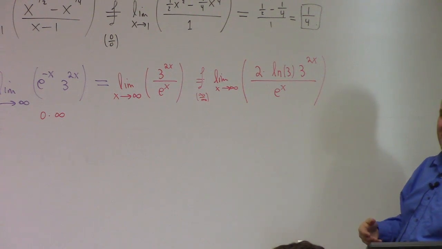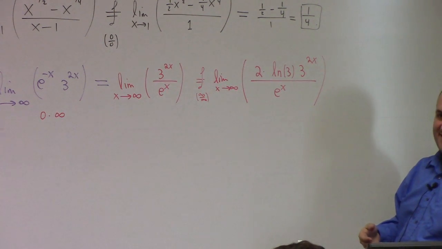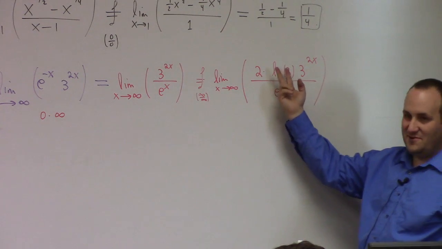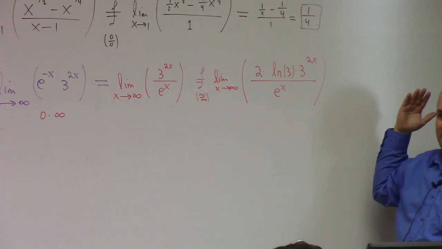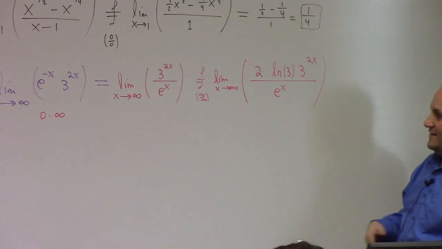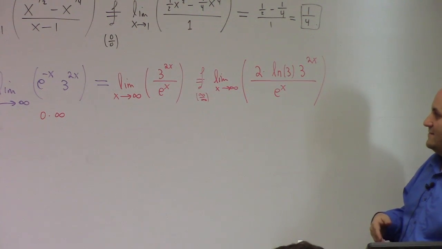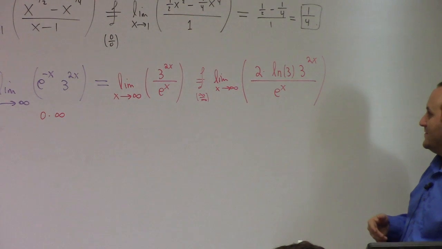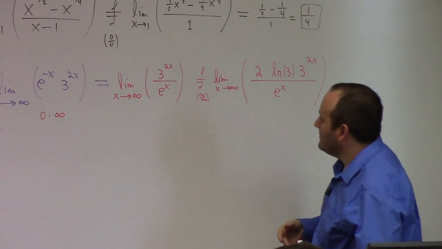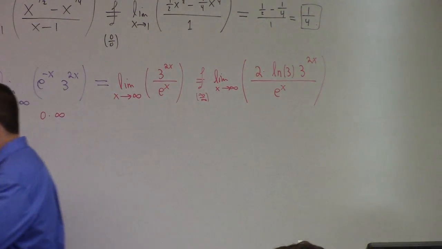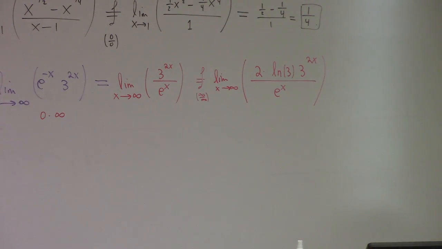And if you apply L'Hopital's rule again, you know what'll happen? You just get another copy of 2 ln of 3, and it goes nowhere. It's like trying to go somewhere by staying at a bus stop. It doesn't work. Unless you get on a bus, right?